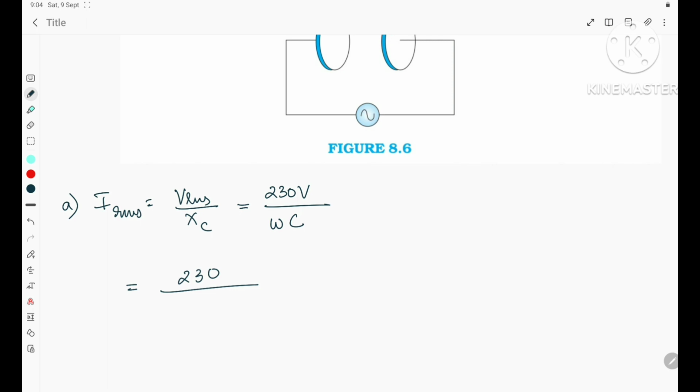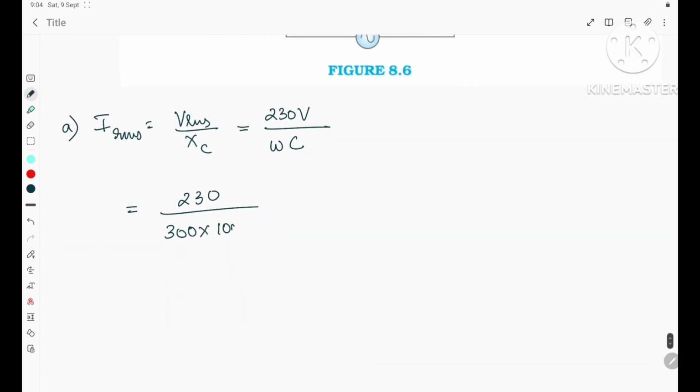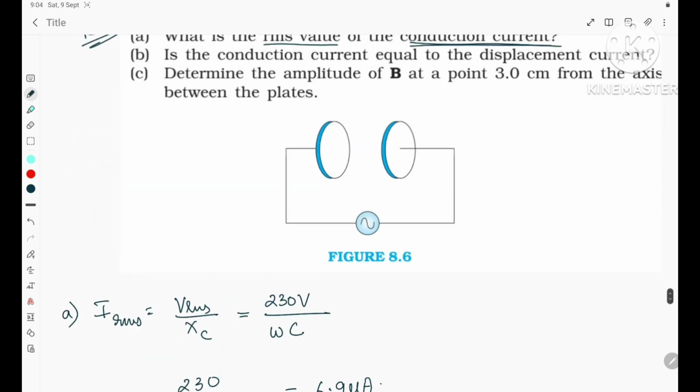Omega is given as 300 radian per second. So 300 into how much capacitance is there? 100 picofarad, isn't it? So the calculation, once you do it, you will be getting the RMS value of current to be 6.9 microampere. So I_RMS is equal to 6.9 microampere. Clear?